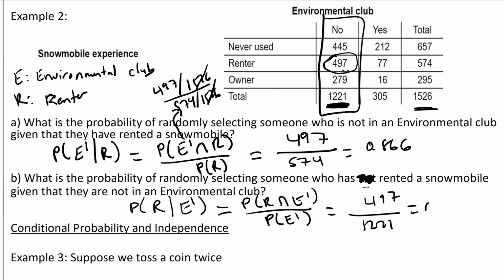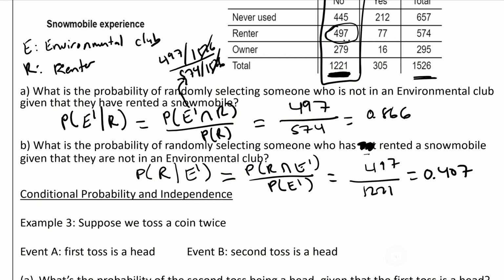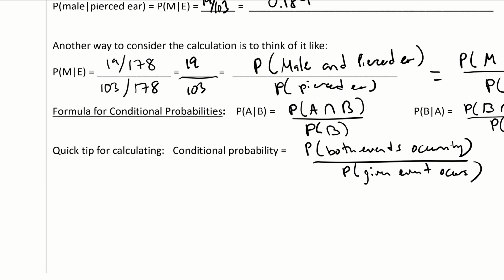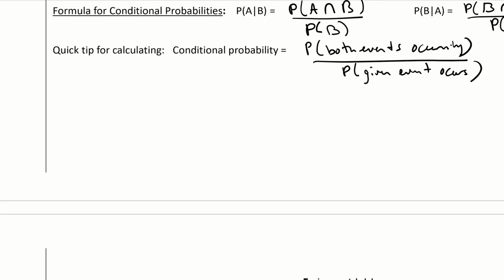All right, and then that's going to be 0.407. And notice that these probabilities are not the same. So in general, these are not going to be the same, right? So I'm going to go ahead and back in our notes here, I'm going to say that these are not, in general.